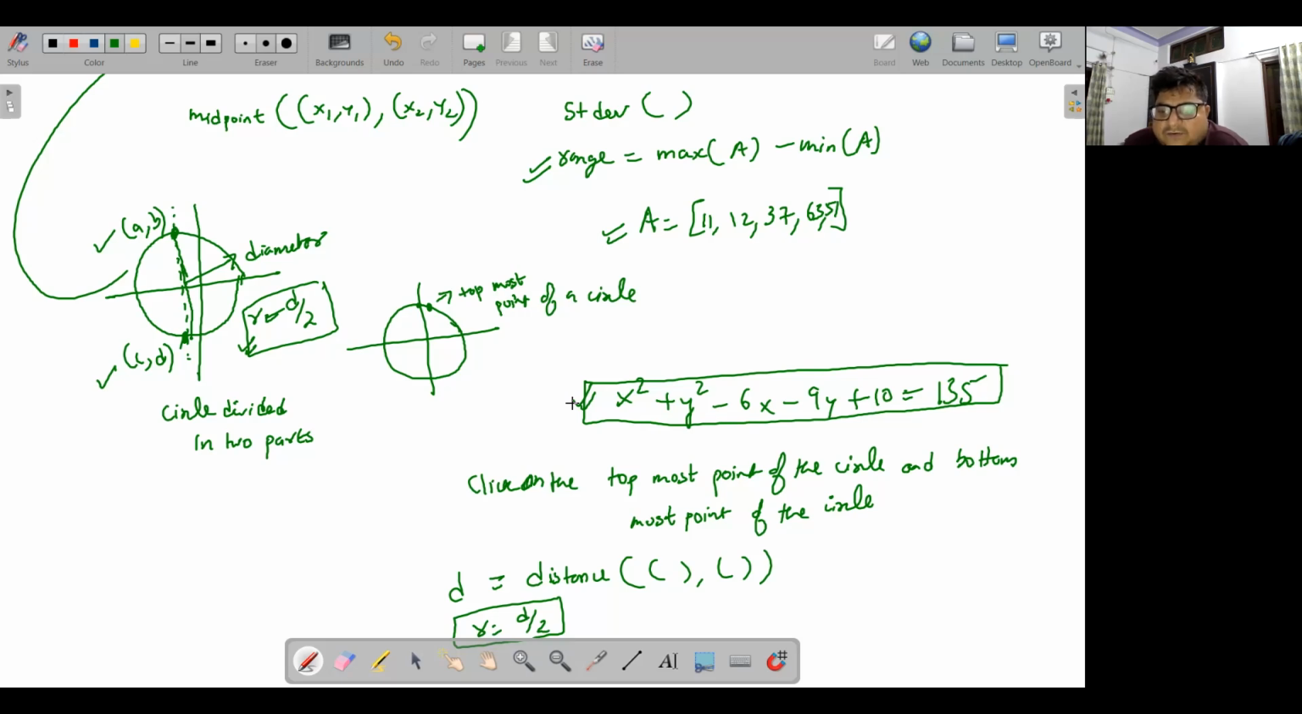Now how to find the center? The center will be nothing but the midpoint. So you got the topmost point and the bottommost point. You can use the midpoint concept, or you can use the midpoint function in Desmos. You can write it, and then you will get the center of the circle as well.